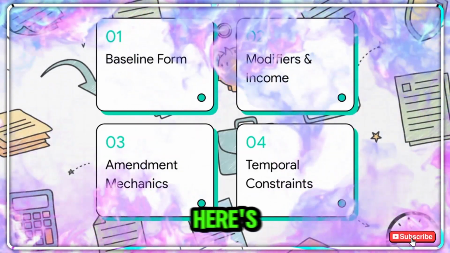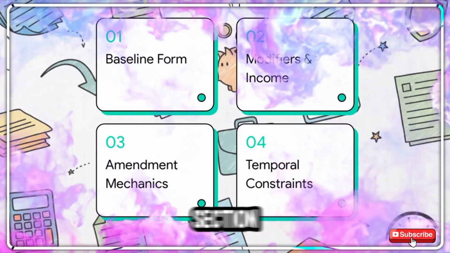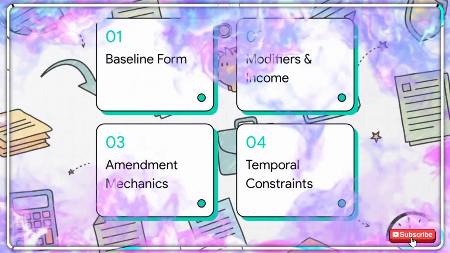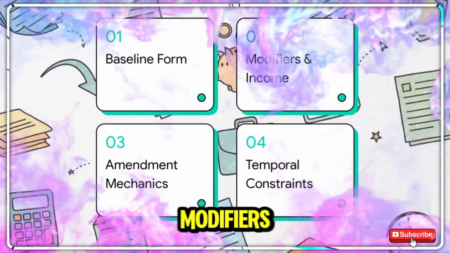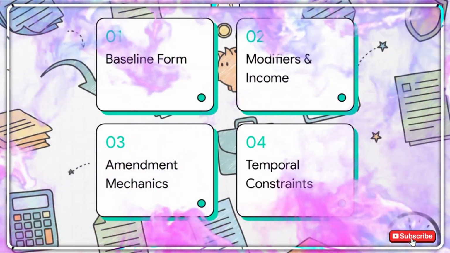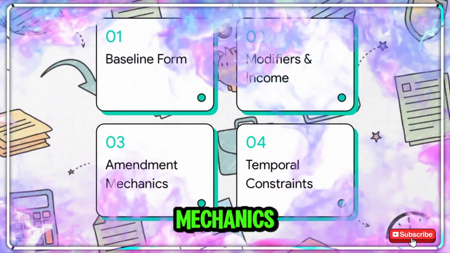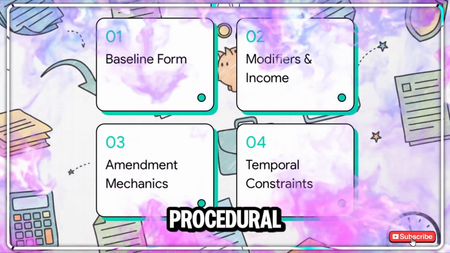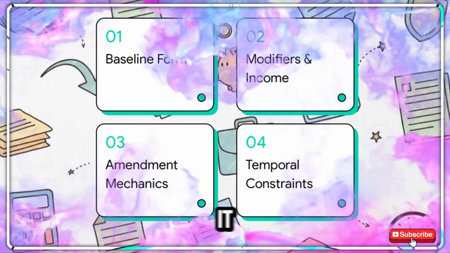Okay, so here's our roadmap for today. Section 1 is all about the anatomy of the baseline form. Then in Section 2, we'll hit modifiers and adjusted income. Section 3 covers the mechanics of amendment, and we'll wrap up with Section 4 on temporal and procedural constraints. Let's get right into it.